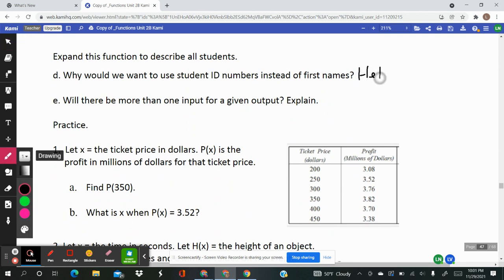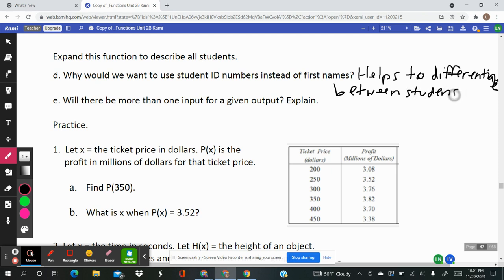So it helps to differentiate between students with the same name.